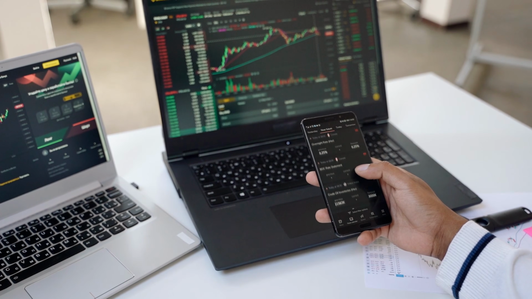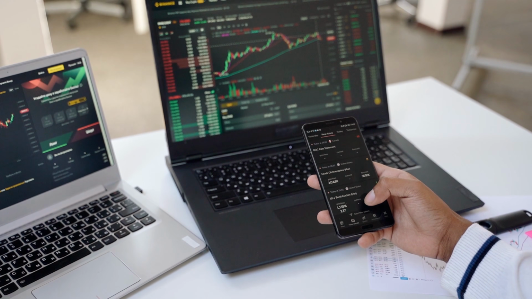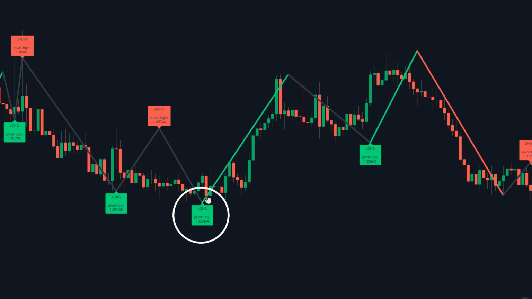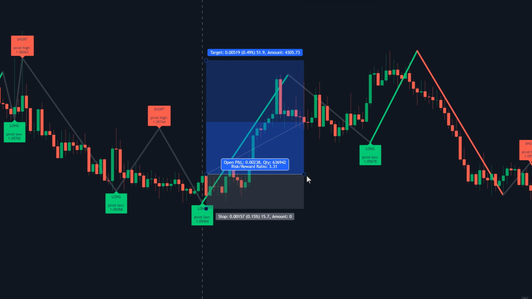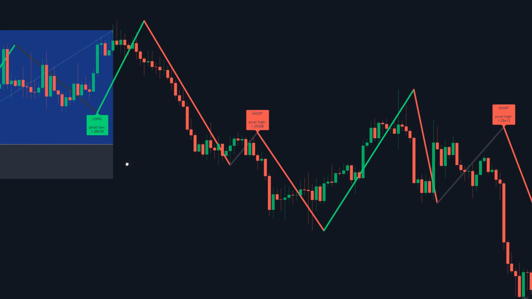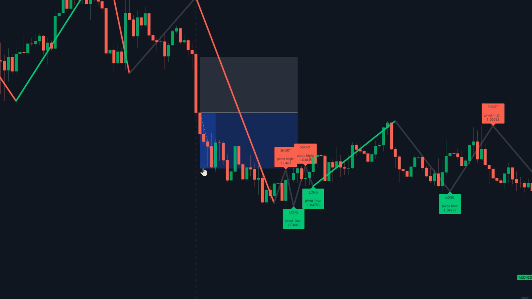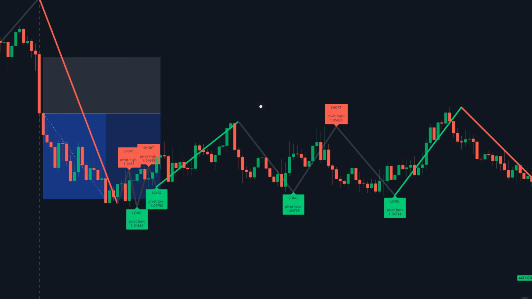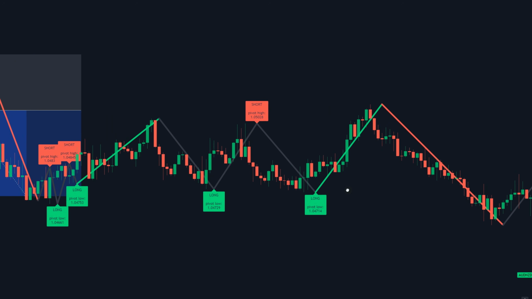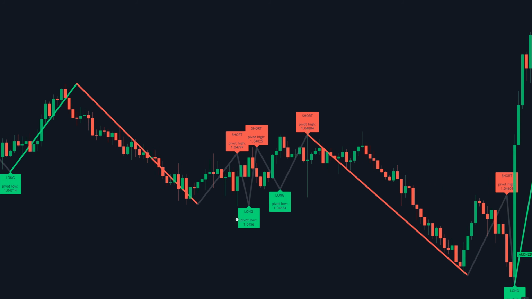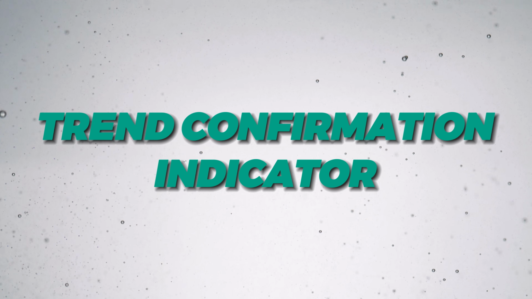Now, to trade using this indicator is really simple. Whenever a long signal is printed on the chart, we enter a long trade. And whenever a short signal is printed on the chart, we enter a short trade. However, as you can see here, this indicator isn't the best when the market starts ranging. To filter out the majority of these false signals produced, we're gonna need a trend confirmation indicator.